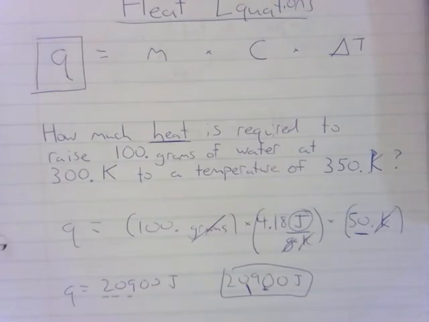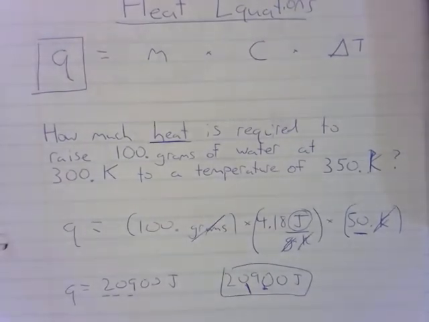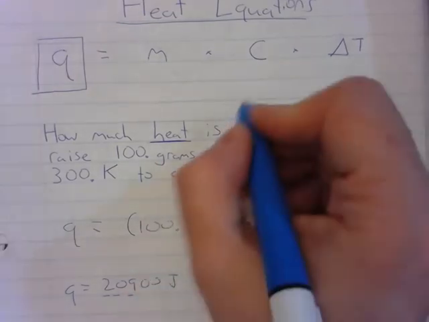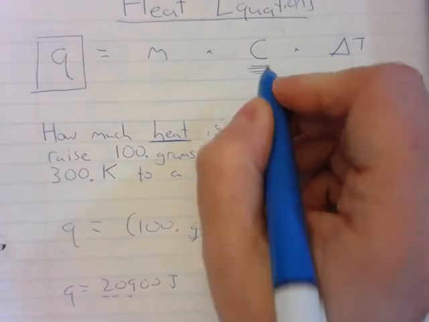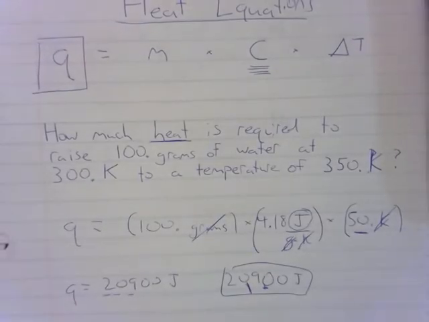Or there could have been a problem where it was not water that was heated, it was some other substance. And if it was another substance, all that means is it would have a different specific heat, and then of course I would have to tell you what that specific heat was so you could solve the problem. But other than that, it's a very straightforward algebra problem. Now let's look at another type of heat equation.